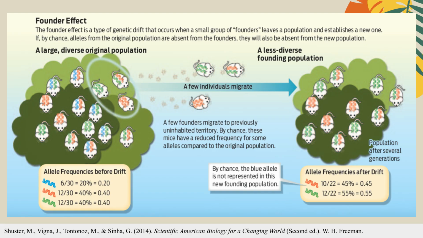This diagram explains how the founder effect alters allele frequencies. In the original population, alleles occur at certain frequencies. When only a few individuals establish a new population, they represent a random sample of the original gene pool. As a result, some alleles become more common, while others disappear completely. These differences persist across generations, especially if the population remains small or isolated. This change is not due to adaptation. It is due to chance.